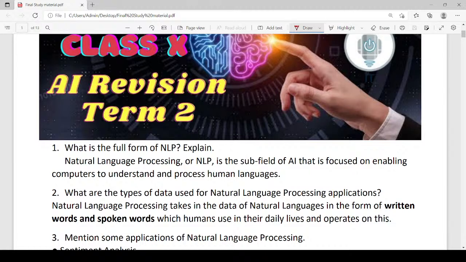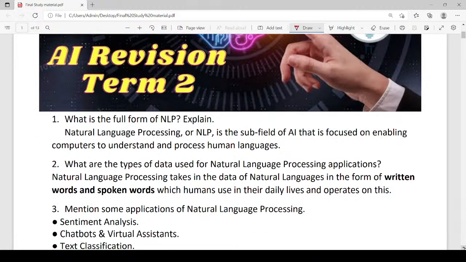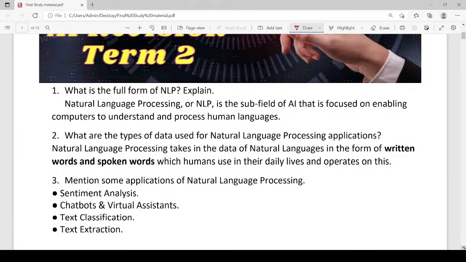Yes, sentiment analysis. Exactly, Agnish. Any more answers? Automatic summarization. Very good. Chatbots. Excellent. Voice assistants, email filters or spam filters. Yes, the searches, the predictive searches, all these are applications of natural language processing, text classification or text extraction, exactly. So these are all the applications. If you get a question asking for mentioning some applications of NLP, you can give these as answers.